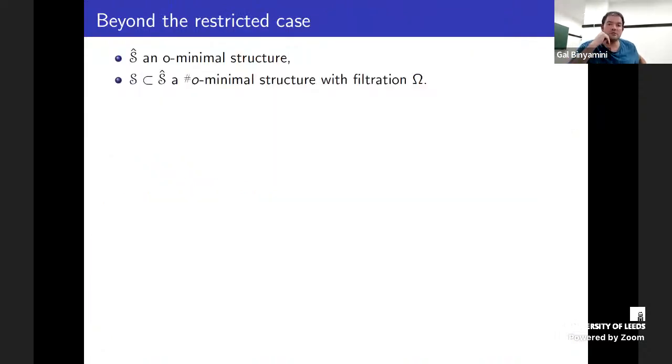However, I want to mention some ongoing work, which has maybe a bit of familiar model theoretic taste. So suppose that you want to go beyond the restricted case. I'll think about two structures. S tilde is just any o-minimal structure, some big structure. And inside it, I have S, which is a sharply o-minimal structure with some filtration. So for example, you can think about the Pfaffian structure, this S hat. And inside it, you have the restricted Pfaffian structure generated only by restricted Pfaffian functions. So that's a smaller structure.